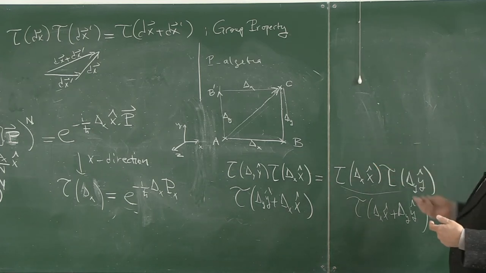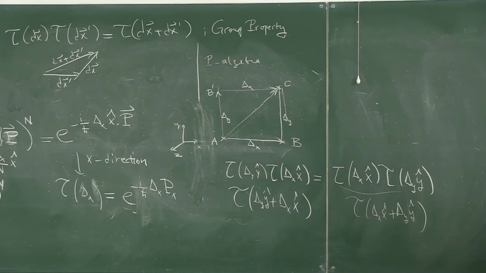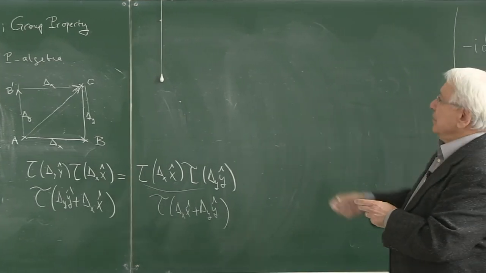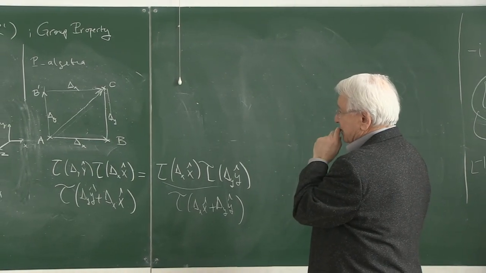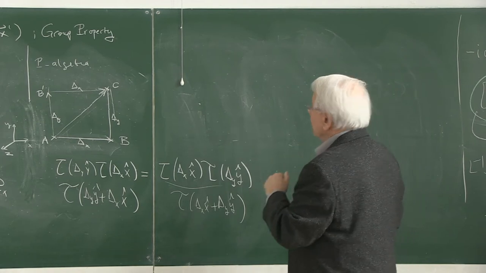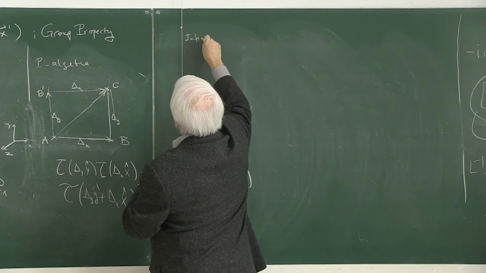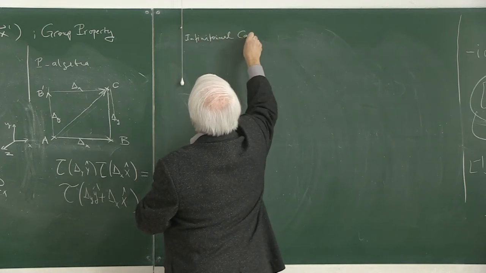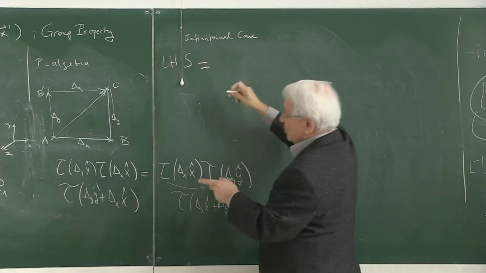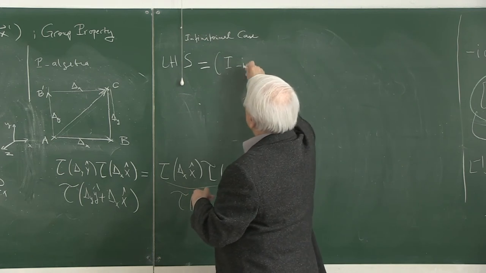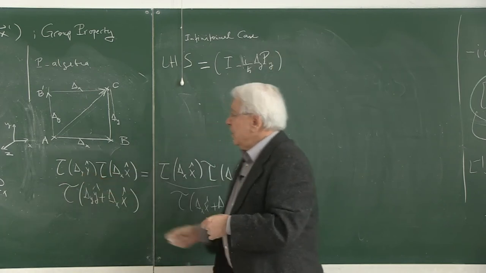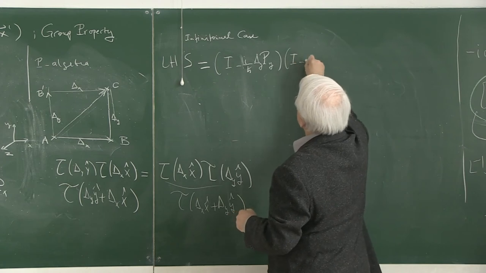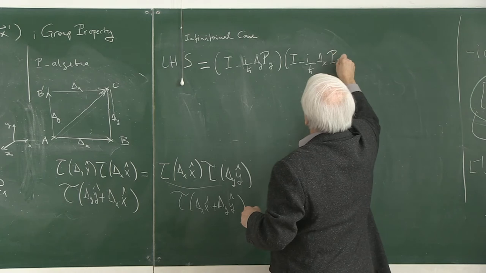But let's see what these mathematical equalities mean. Let's write it for the infinitesimal. Let me write both the left-hand side and right-hand side for the infinitesimal cases. What is the left-hand side infinitesimal? Left-hand side is 1 minus i over h bar delta y p_y, right? That's the y translation. And this one is the x translation, 1 minus i over h bar delta x p_x.